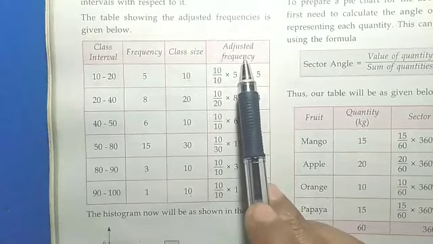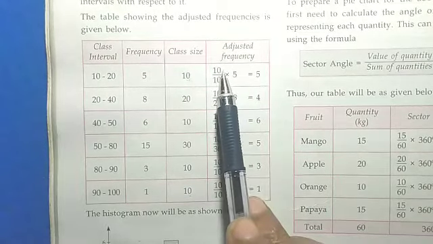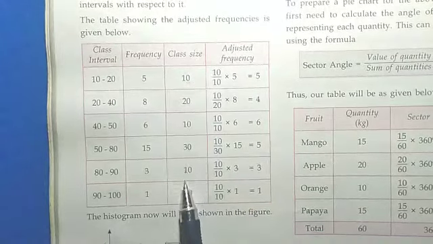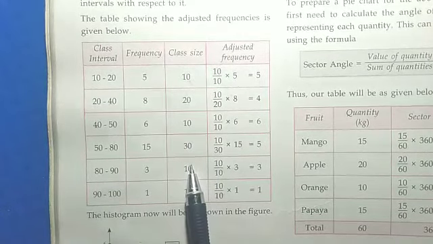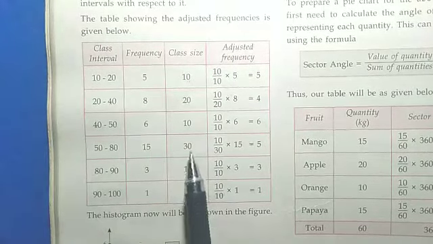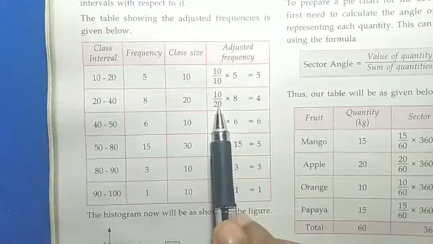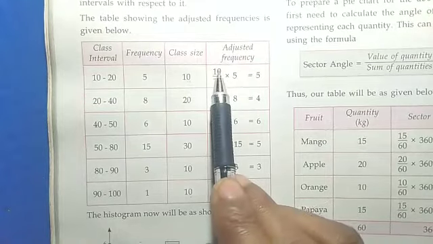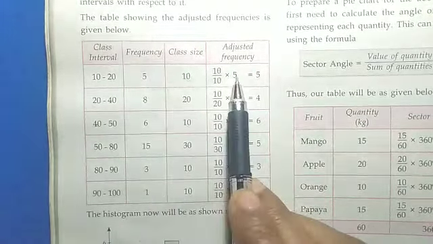In the next column we have to find out the adjusted frequency. Here we have to choose a base size. Which one can we choose as the base size? 10, that is the smallest class size. So we will choose it as the base size. So adjusted frequency is base class size divided by class size of the class interval, into frequency.